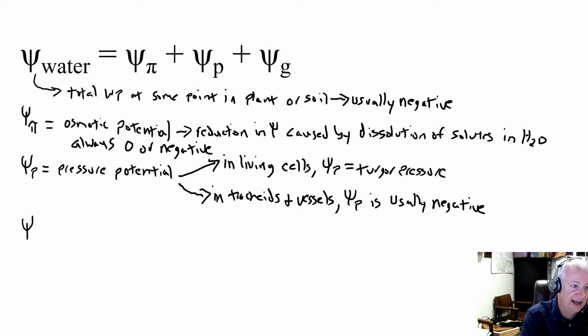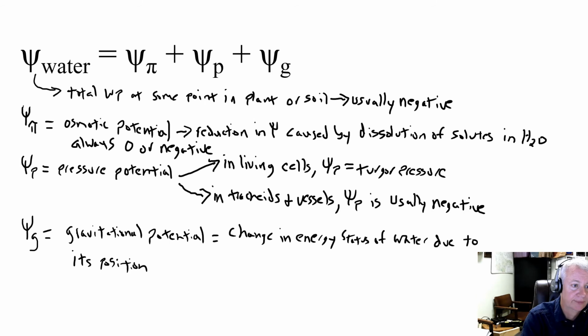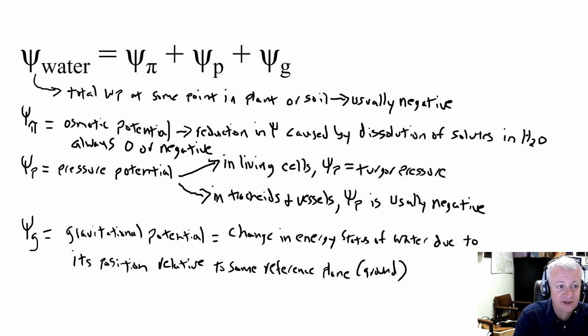And then the final element is psi g. That's gravitational potential. That's just a change in energy status of water due to its position relative to some reference plane like the ground. Usually that's the ground. So this is the force of gravity on water.